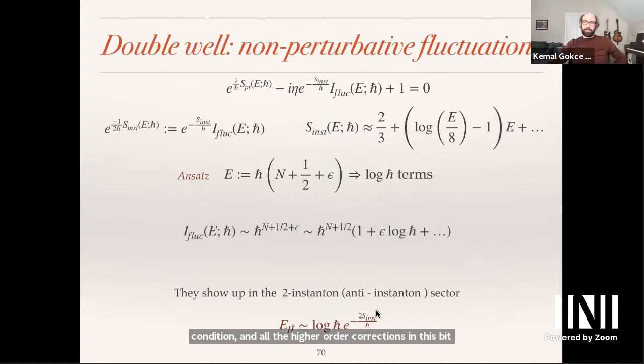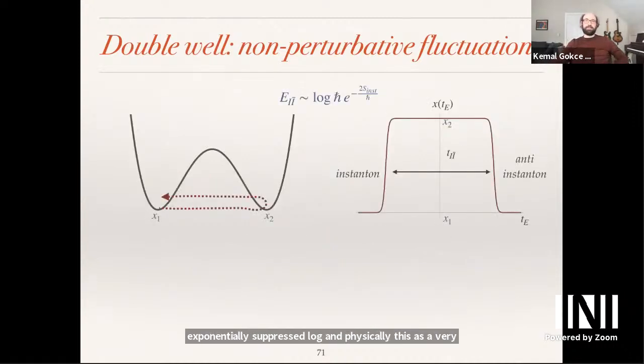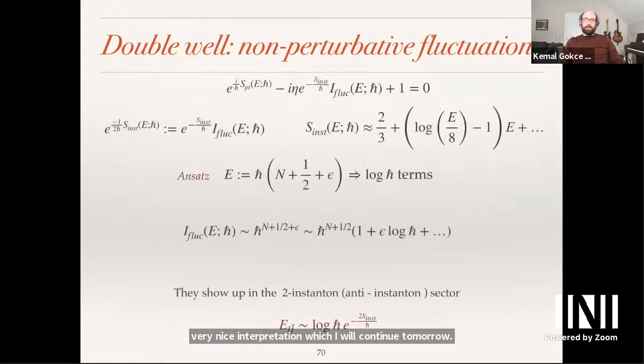So it only shows up in the 2 instanton sector. It's doubly exponentially suppressed, so this log. And physically, this has a very nice interpretation, which I will continue tomorrow. Okay, so let me finish here, and I'll take questions if there are any, and I will take it from here tomorrow.